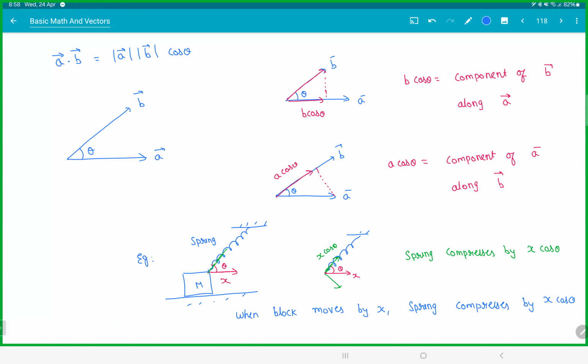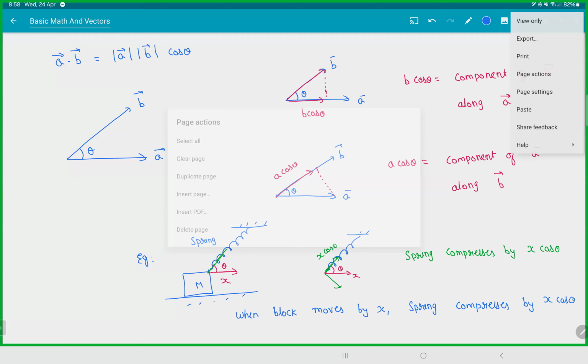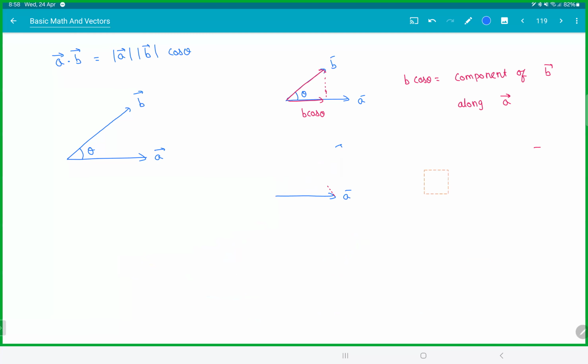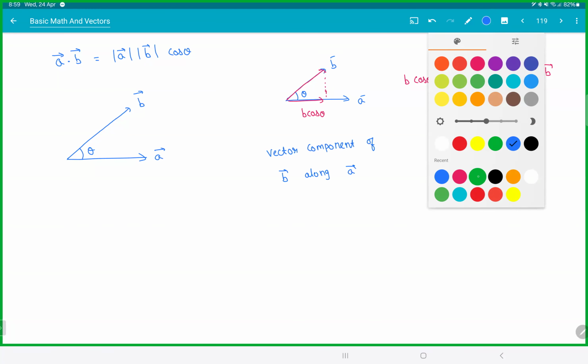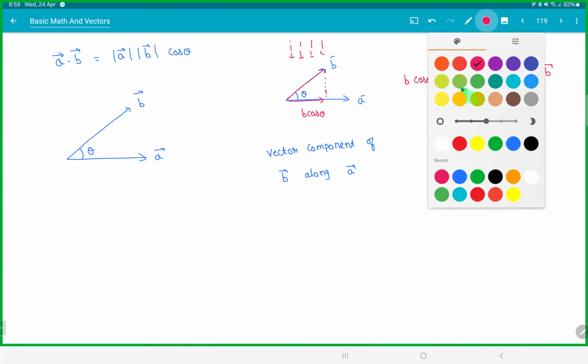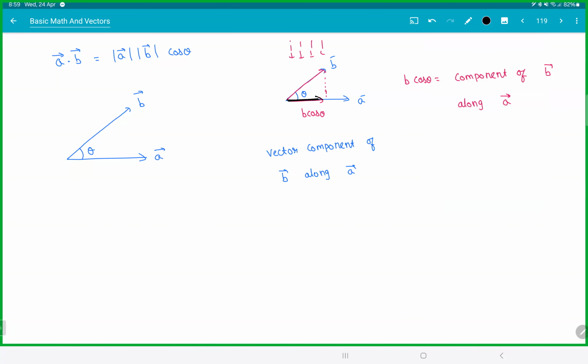So how do we get this in terms of vector format? From this formula, we know b cos theta. So if you take this, this is the full name for this: vector component of b bar along a bar. Look at the word. I can also say it like this: imagine you're shining light like this, what will be the length of the shadow? Isn't this the shadow?